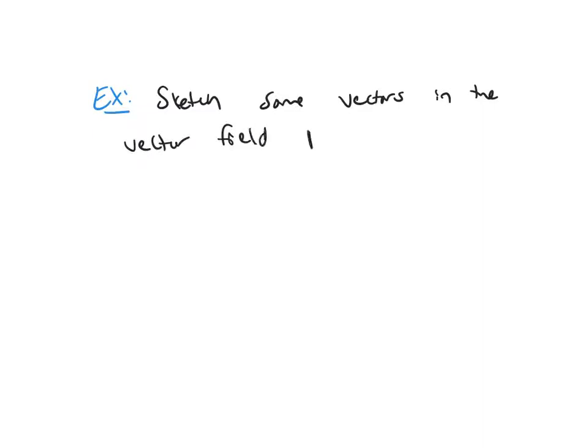So let's look at another example where we're sketching a vector field. So let's sketch some vectors in the vector field. F of x, y will be 2x i plus y j. So again, we want to look at vectors that have the same magnitude. So I'm just going to label magnitude being c.